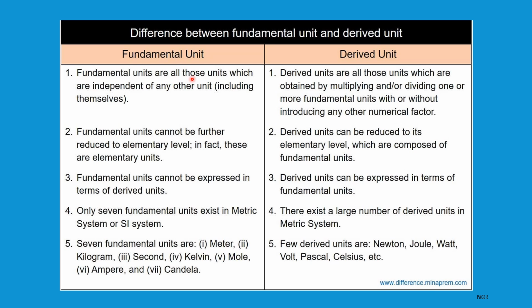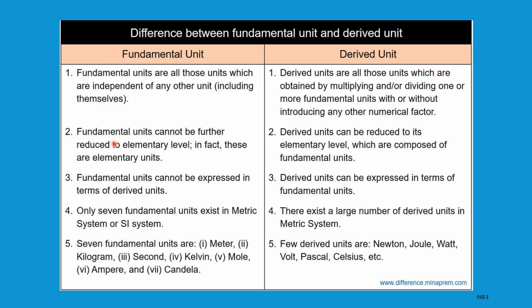Fundamental units are all those units which are independent of any other units, including themselves. Fundamental units exist individually; they do not depend upon any other physical quantities or physical units. Therefore, fundamental units are independent of any other units, even that unit itself. Derived units are all those units which are obtained by multiplying or dividing one or more fundamental units with or without introducing any other numerical factor. As you already know, derived units are obtained by the combination of fundamental units. Either you can multiply or divide the fundamental units. In the case of derived units we will not use any numerical factors.